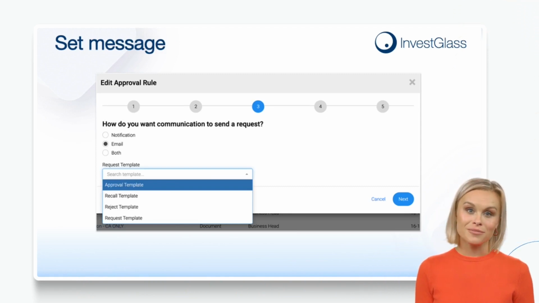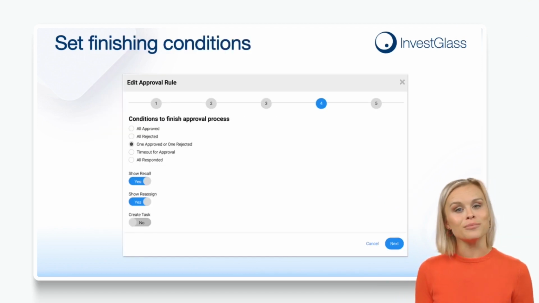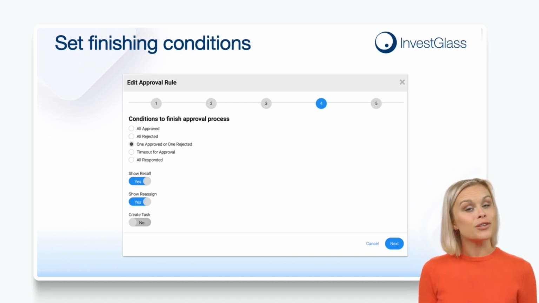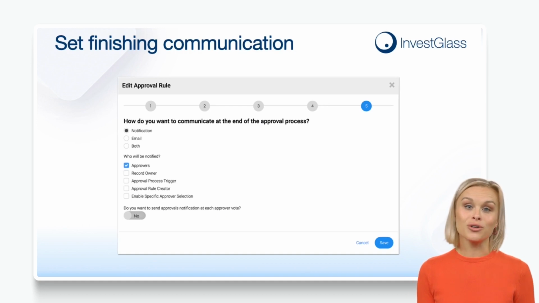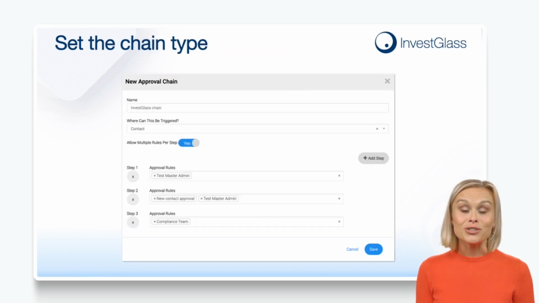Usually, we put none. Then select the communication method set up by default to notification on the website and email. You can create your own email template if you wish. Then the vote conditions. Here you can set up a recall function and also the reassign function. The last step in this approval process is the ending of communication. Congratulations, you built your first approval process.